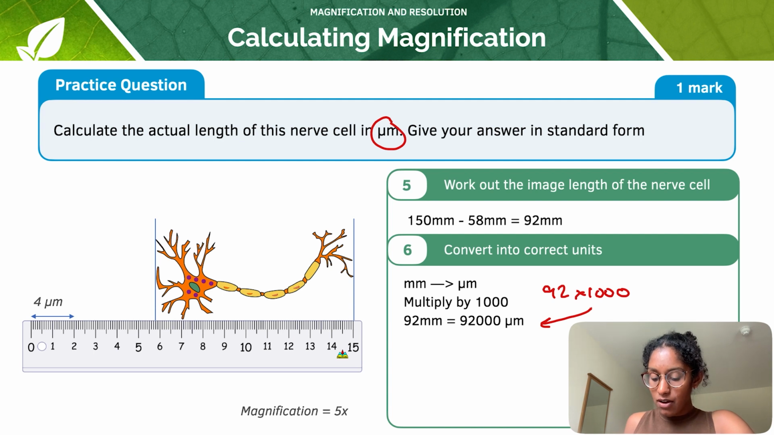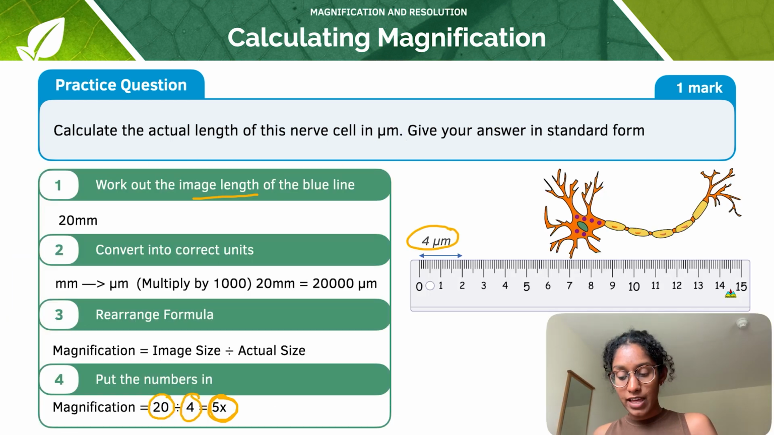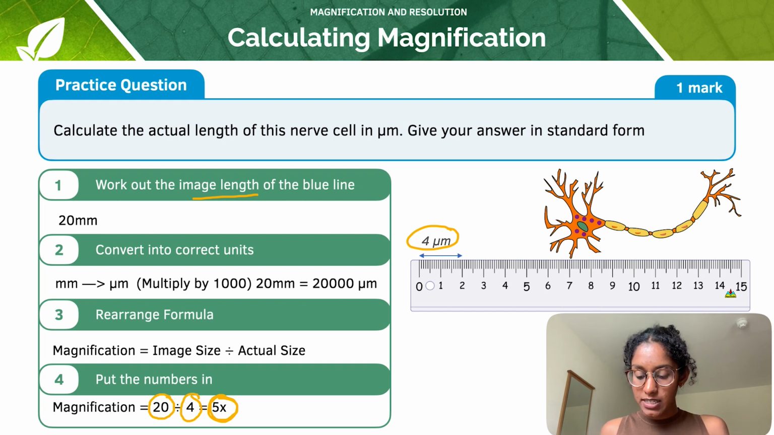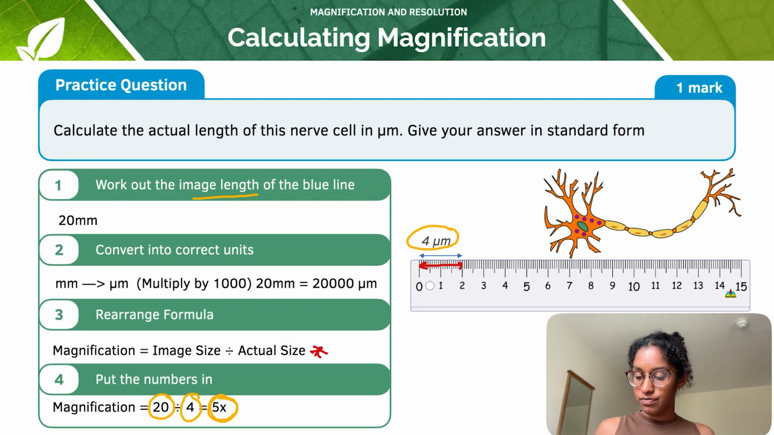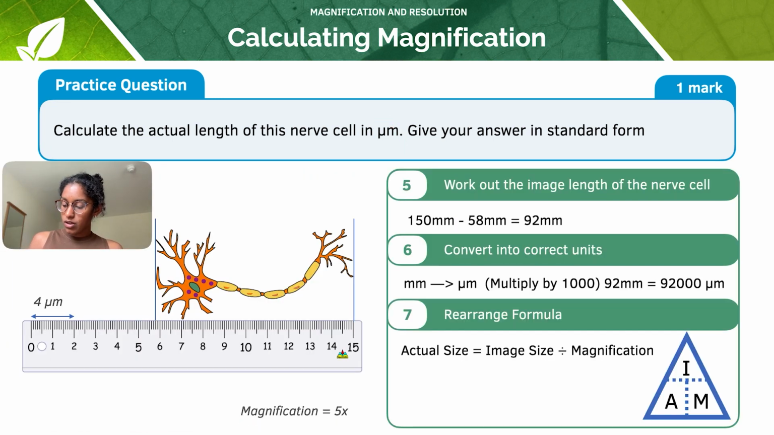Now, we already calculated on the last slide that our magnification is 5 times. So I'm just going to flick back there just to make it really, really clear how we got that. We know the magnification is times 5 because we plopped it into this equation here, and we knew that the image size here of 20 millimeters divided by 4 equals 5. So it's times 5.